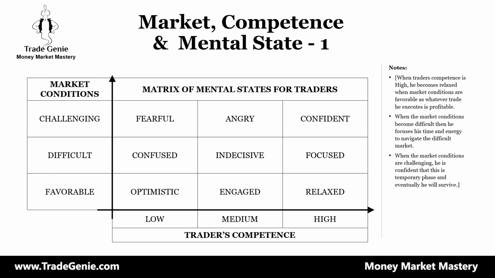Then the last one is the competence level. Same as before, the market condition is challenging, difficult, or favorable, and the competence is either low or high, and in between is medium. When the market condition is favorable, like Tesla, you cannot go wrong buying a Tesla weekly option on Robinhood, even though the competence is low. Because the market condition is favorable, you become optimistic and go all in on Tesla, one trade after the other. So: favorable, optimistic, no competence, buy Tesla weekly options.